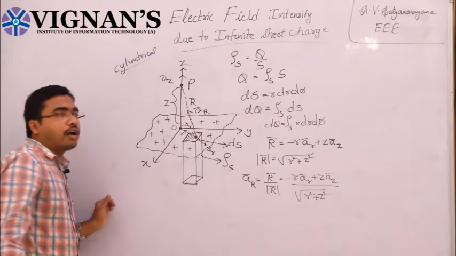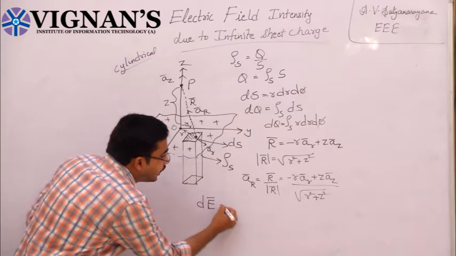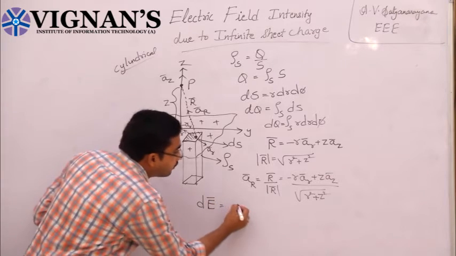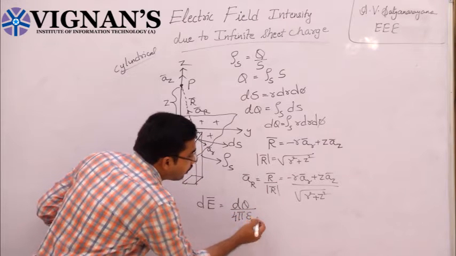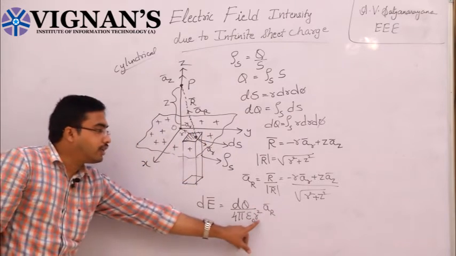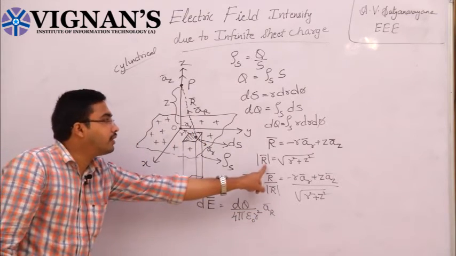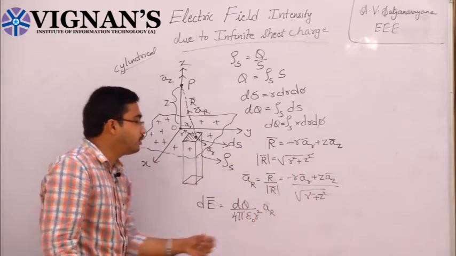Now, what is the formula for electric field intensity dE? Differential electric field intensity is differential charge dQ divided by 4 pi epsilon naught R square into aR. Already, what is the distance vector magnitude? This R is root over r square plus z square. We will substitute that here.